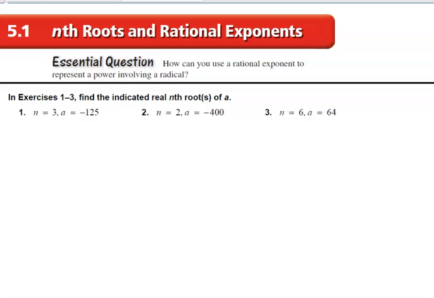Hello, this is part 2 of section 5.1 on nth roots and rational exponents. Go ahead and take a moment, pause the video to recall what we did in part 1 of our lesson on 5.1 by practicing questions 1, 2, 3 on the screen here.